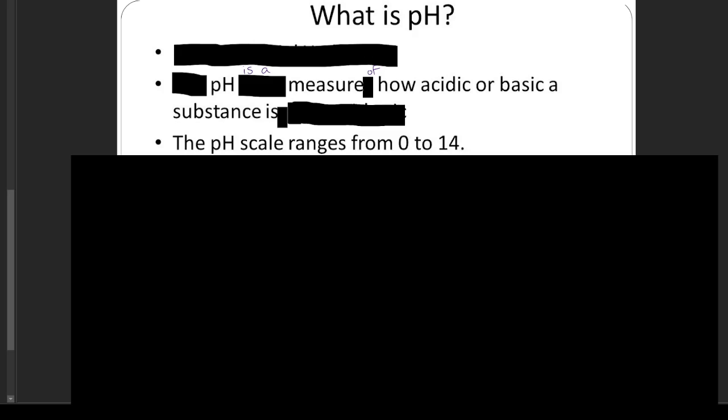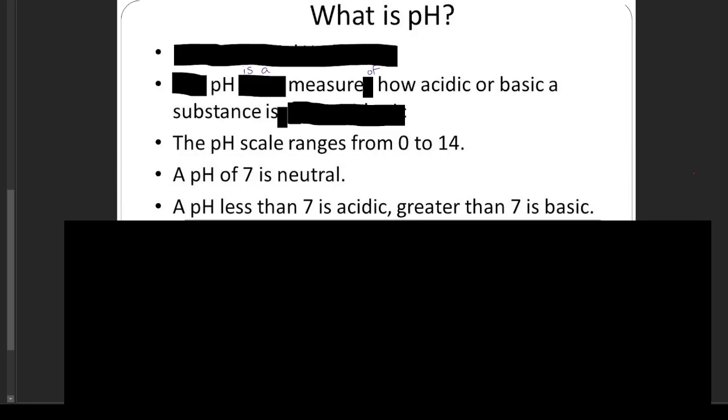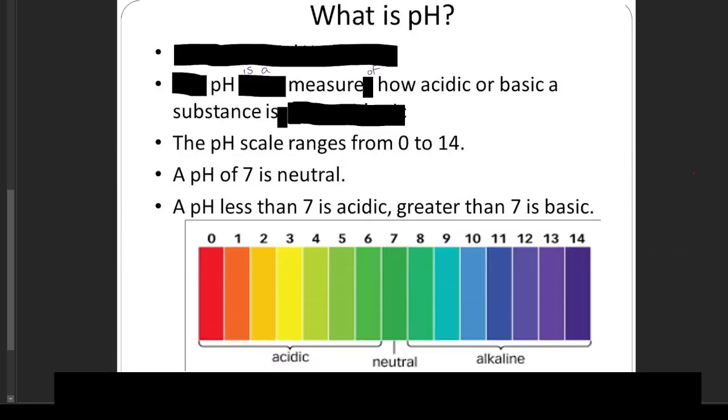I'm going to break up this pH scale into 3 regions. The 3 regions are that a pH of 0 to less than 7 would be acidic. A pH of 7 is said to be neutral, and a pH of greater than 7 to 14 is said to be basic.